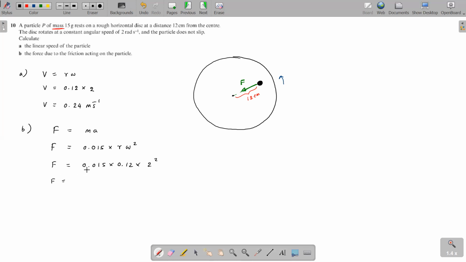So you type everything in the calculator: 0.015 into 0.12 into 2 square. That gives me 7.2 into 10 to the power minus 3, or 0.0072 newtons. This is the friction force acting on this particle.